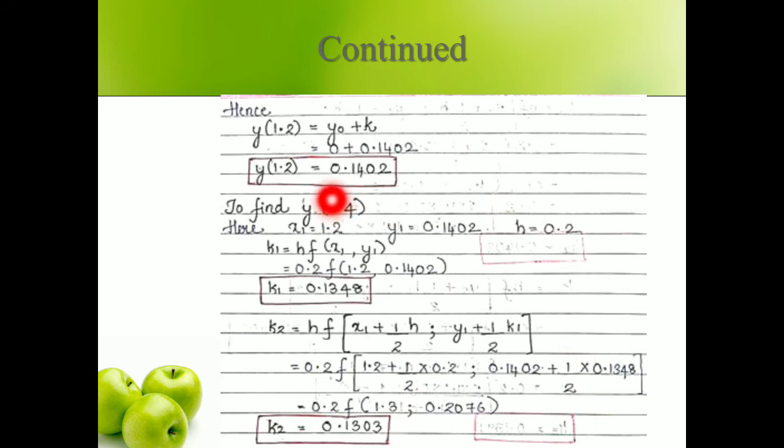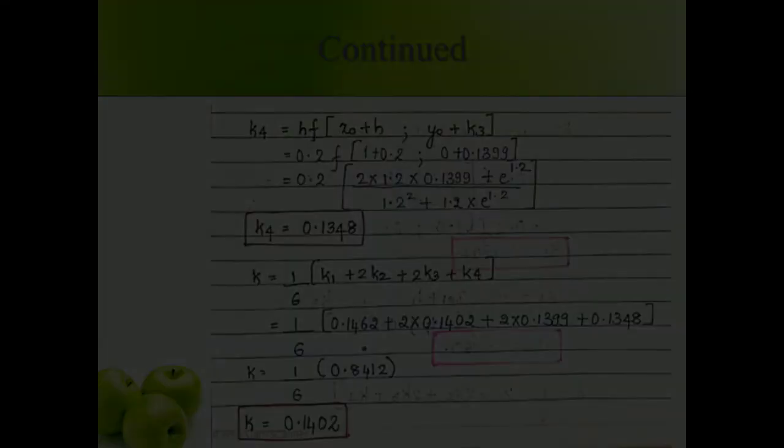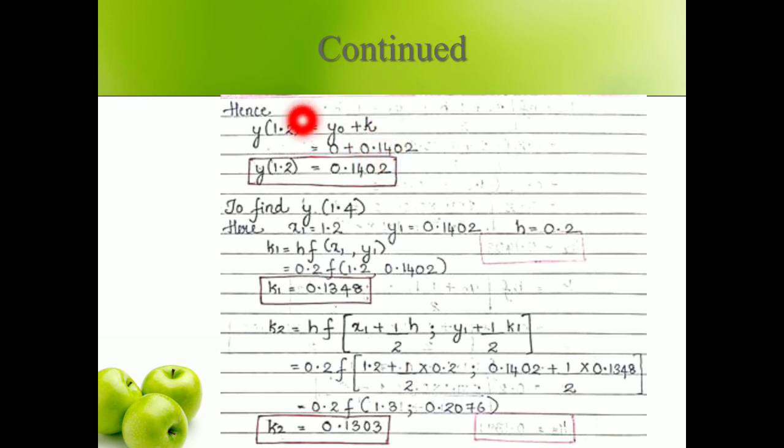y of 1.2 is equal to y naught plus k. Y naught is 0 plus k value is 0.1402. So y of 1.2 is equal to 0.1402. Now we have got x value at 1.2, y value to be 0.1402.